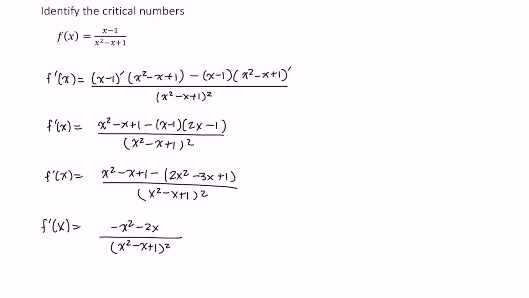All right, you should have paused your video and simplified from here to get negative x squared plus 2x divided by x squared minus x plus 1 quantity squared. So of course we're going to look for two things. The first is, where does this first derivative f prime of x equal 0? And the second thing is, where is our first derivative f prime of x undefined?